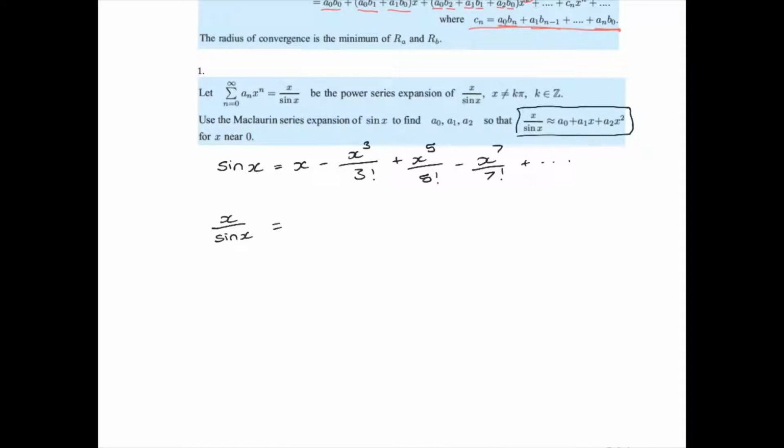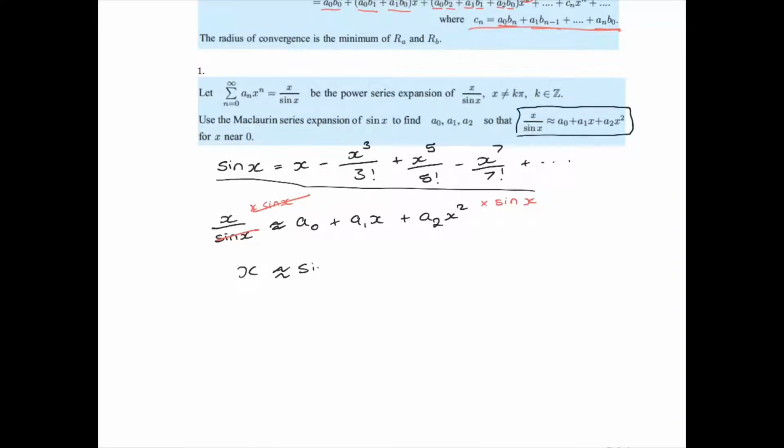So x over sine x is approximately a_0 plus a_1 x plus a_2 x squared, except I don't know what those are. Since I know the Maclaurin series for sine x, I'd like to get sine x out of that denominator. Usually with an equation, what do you do to get sine x out from the denominator? Exactly, multiply both sides by sine x. So let's actually do that. Cancel, cancel. x approximately equals sine x times a_0 plus a_1 x plus a_2 x squared.